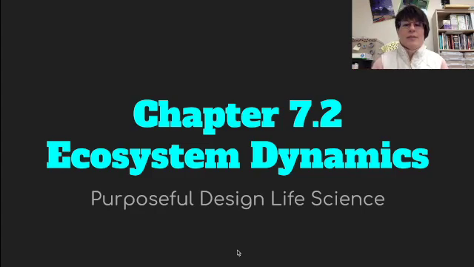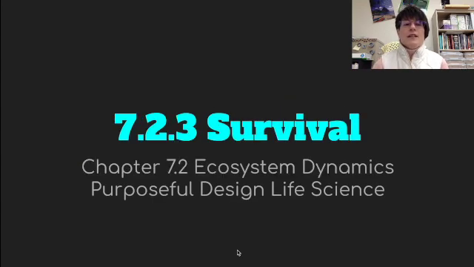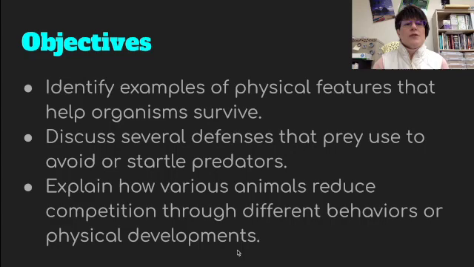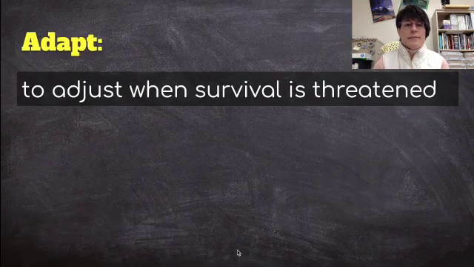This is Mrs. Pound, and we are studying Chapter 7.2 on Ecosystem Dynamics from Purposeful Design's Life Science. The section we're studying right now is 7.2.3 on survival. So, our objectives today will be to identify examples of physical features that help organisms survive, discuss several defenses that prey use to avoid or startle predators, and explain how various animals reduce competition through different behaviors or physical developments.